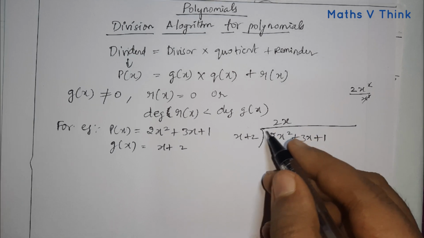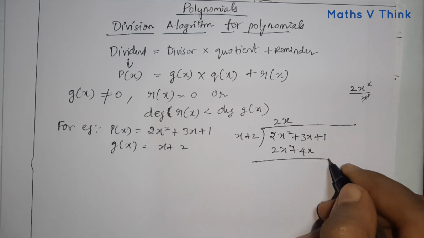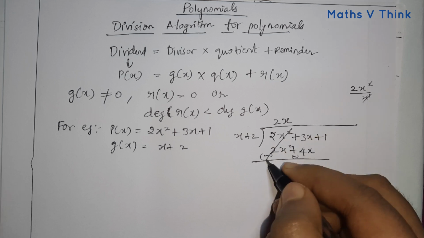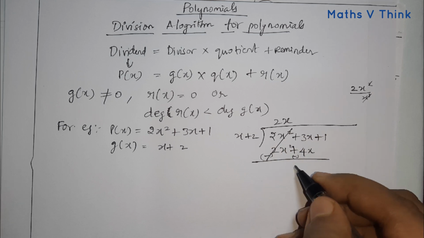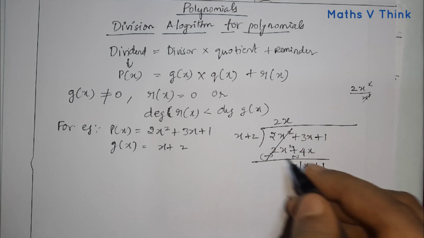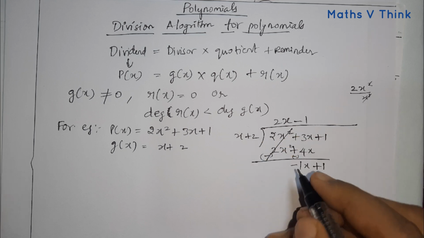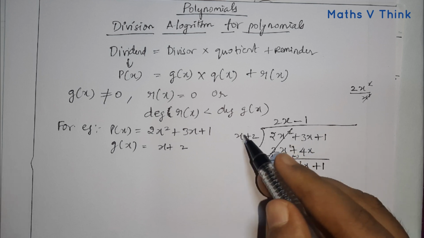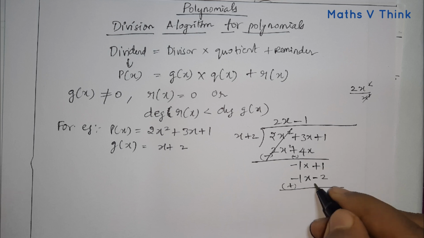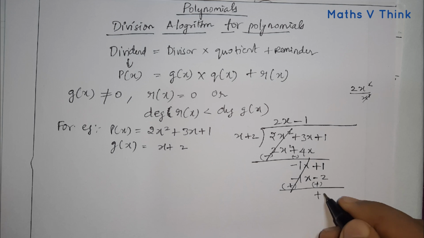Now multiplying 2x with 2. So 2x into 2 is 4x. So plus 4x. Now change the sign. Minus, minus. So 2x square minus 2x square is 0. Plus 3 minus 4 is minus 1x plus 1. Now what shall I put here so that I get this? Here only there is a difference of minus 1. So put minus 1. Minus 1 into x is minus 1x. Same way plus 2 into minus 1 is minus 2. Now change the sign. So minus 1 plus 1 is 0. Plus 1 plus 2 is plus 3.